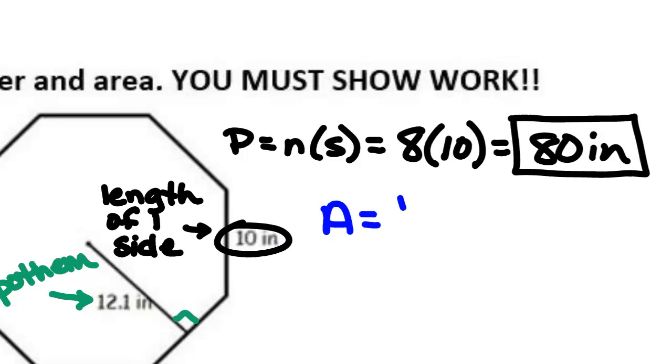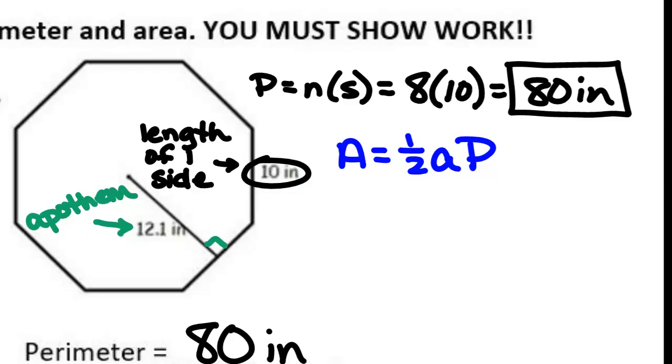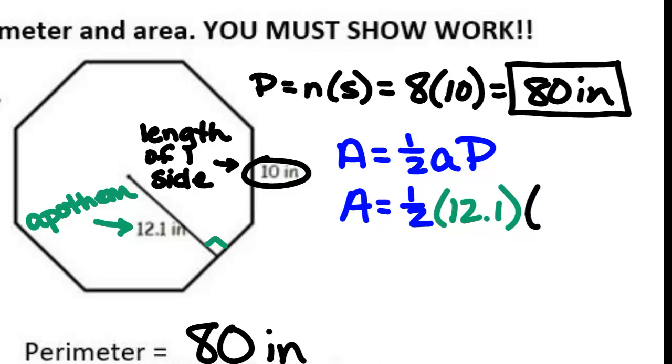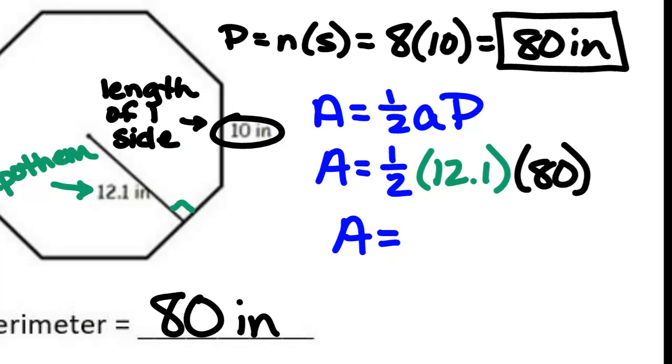And then the area, 1/2 apothem times perimeter. How big is our apothem this time? 12.1. So 1/2 times 12.1 times 80. And that gives us an area of approximately 484 inches squared.